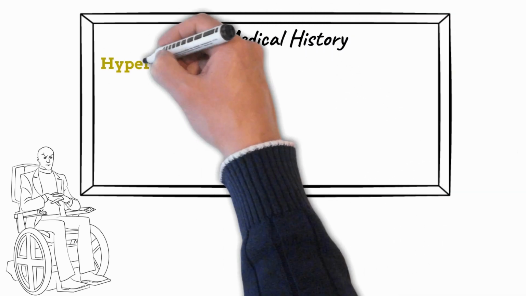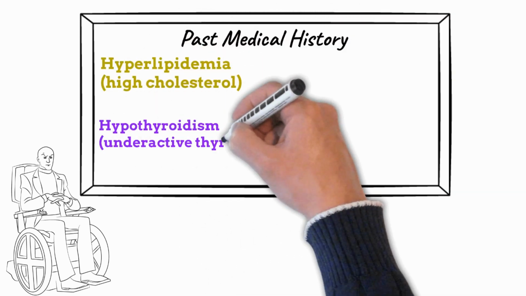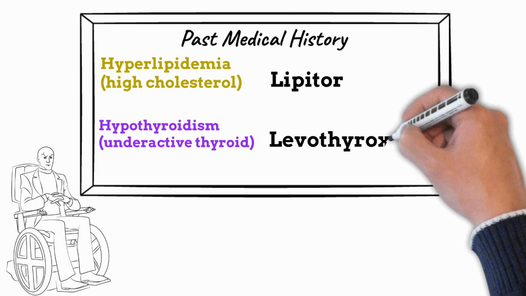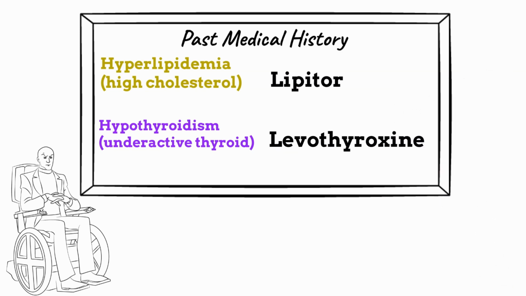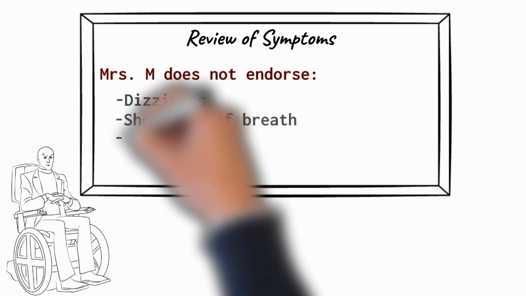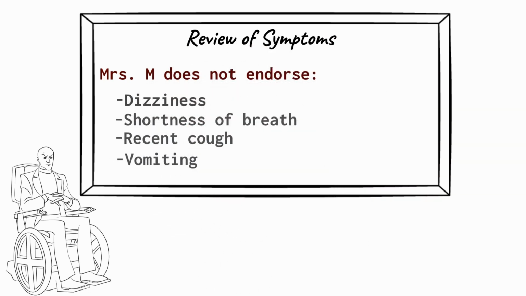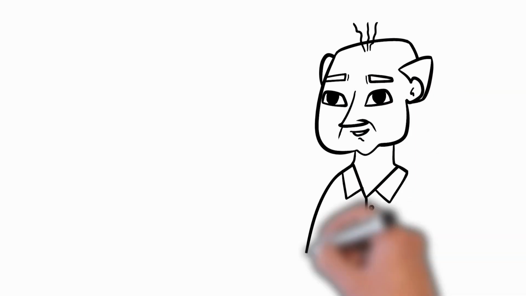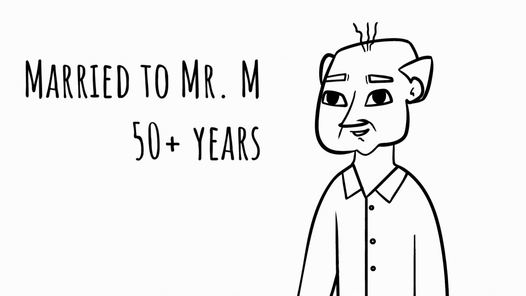Her past medical history includes hyperlipidemia and hypothyroidism, for which she takes Lipitor and levothyroxine as prescribed. On a review of symptoms, Mrs. M does not endorse any associated complaints of dizziness, shortness of breath, recent cough, or vomiting. Mrs. M lives with her husband of 50 years.